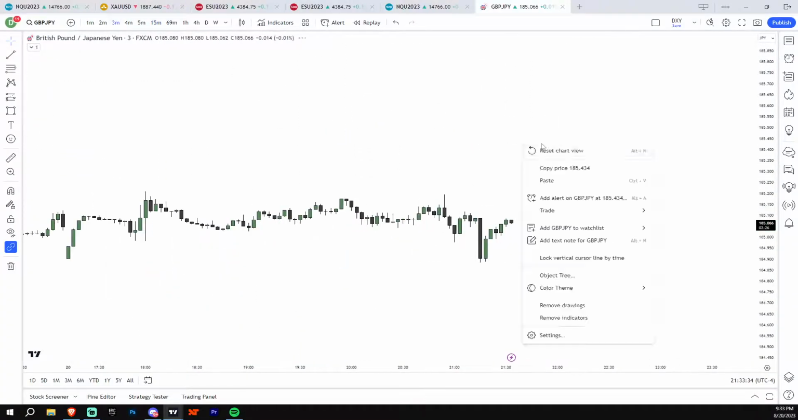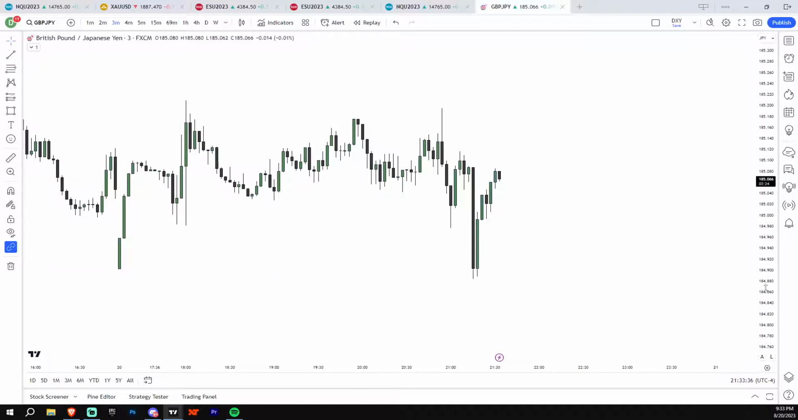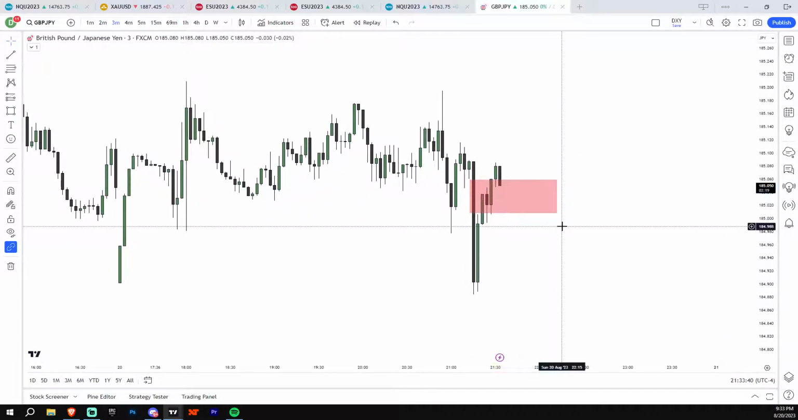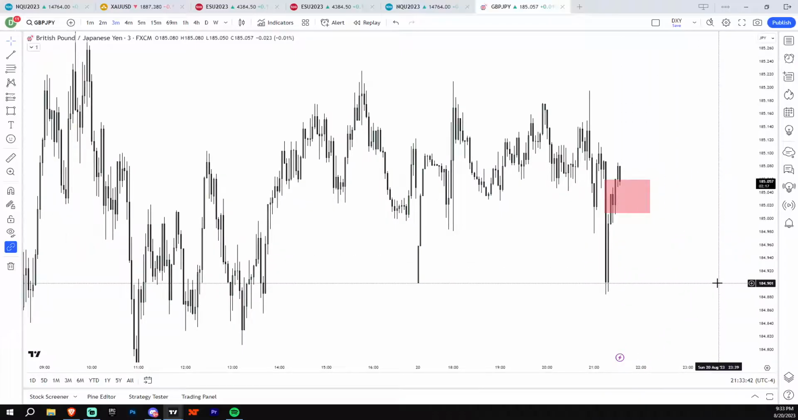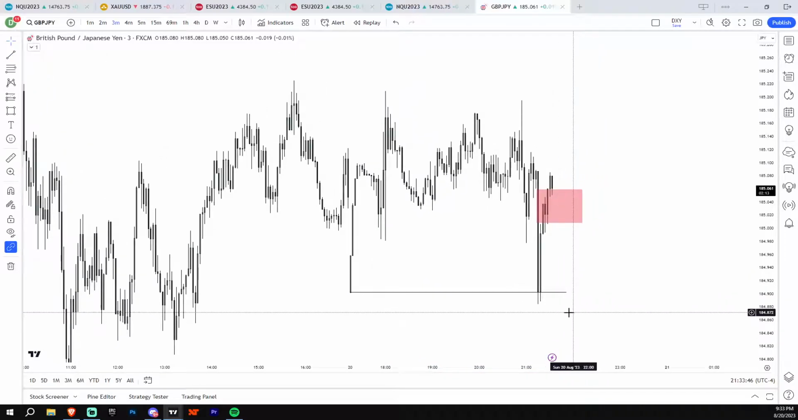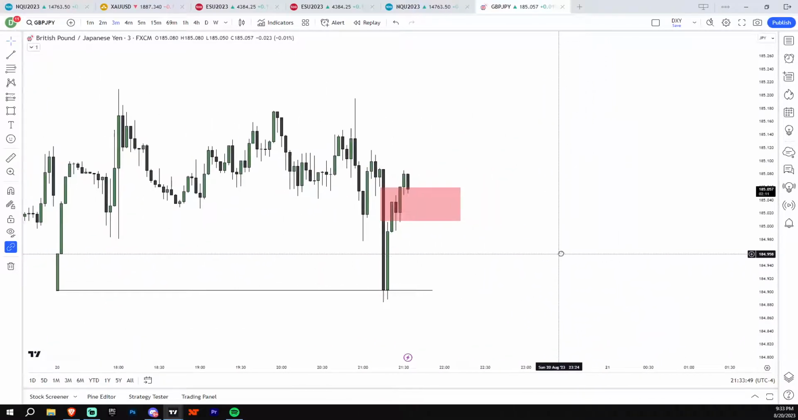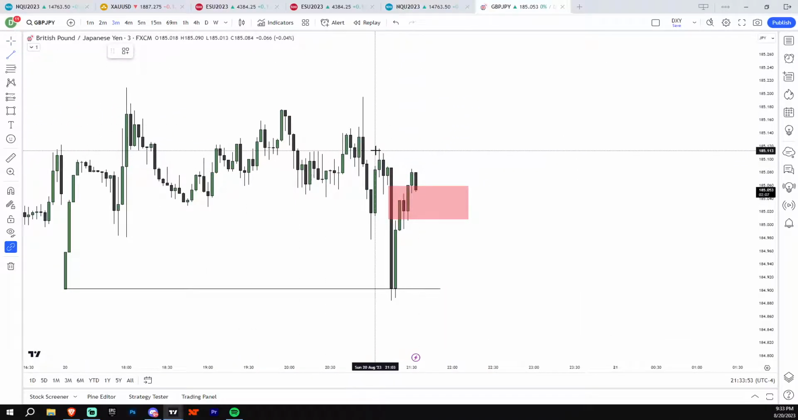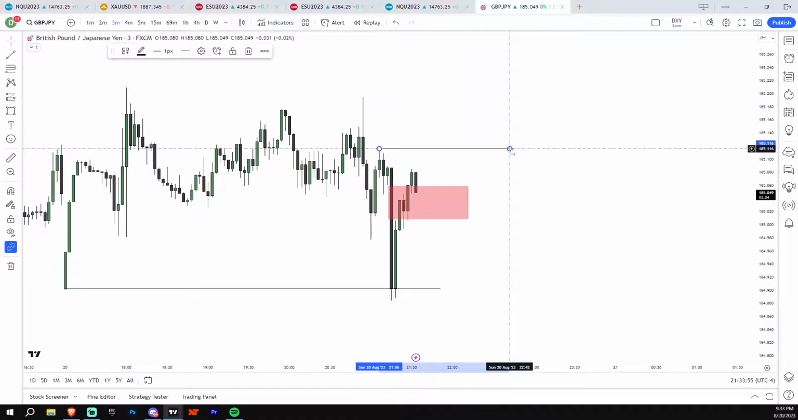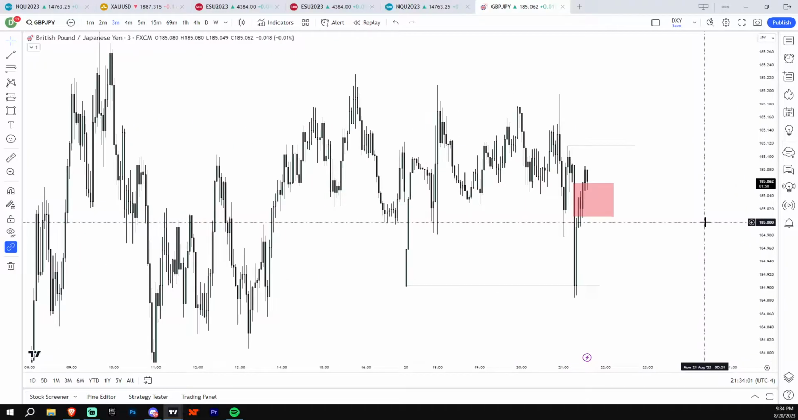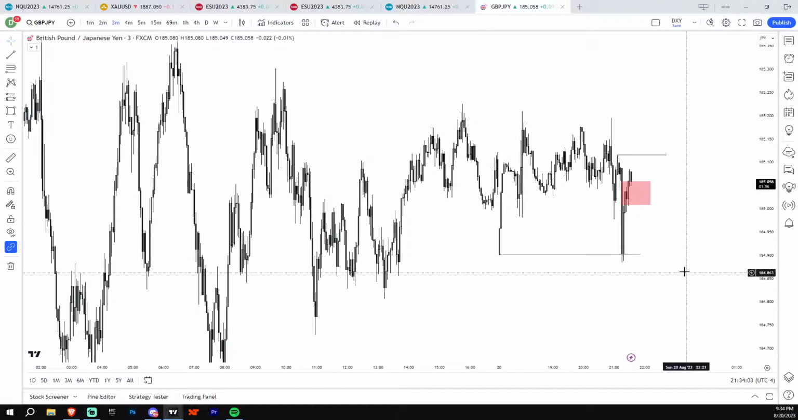Inverse 3 minute. Let me check this out. So, right here, perfect example. We purge the low right here. We've now inversed this on the 3 minute. We have internal up here. So in this situation, no matter what the bias is, I would expect the market at least to bounce out of this and go hit this high. This is literally a live example right now, so you can see if this plays out.